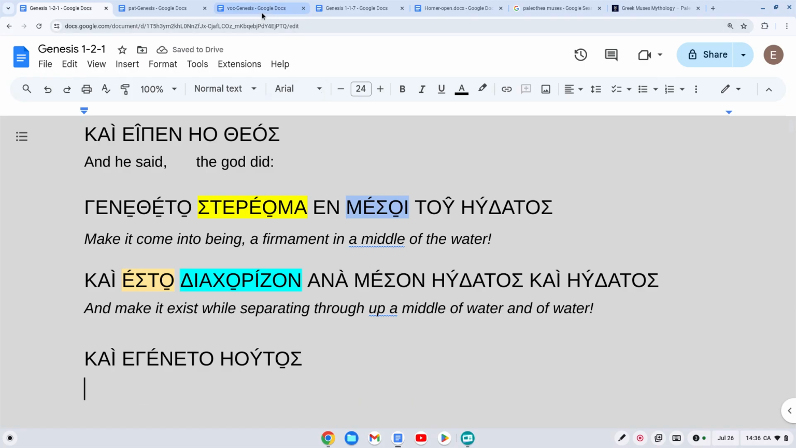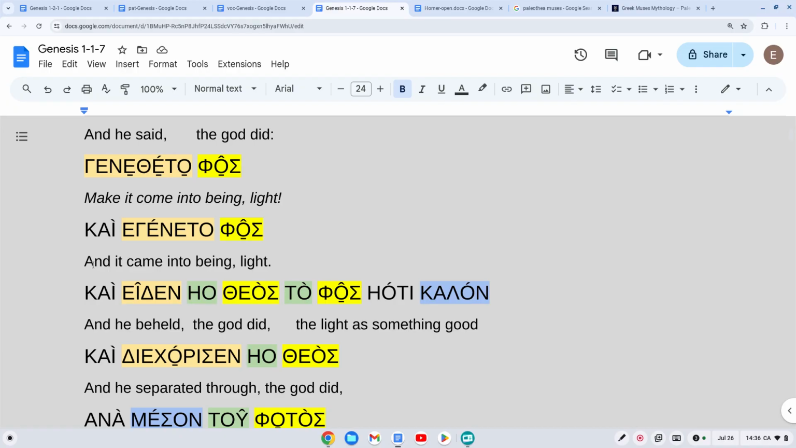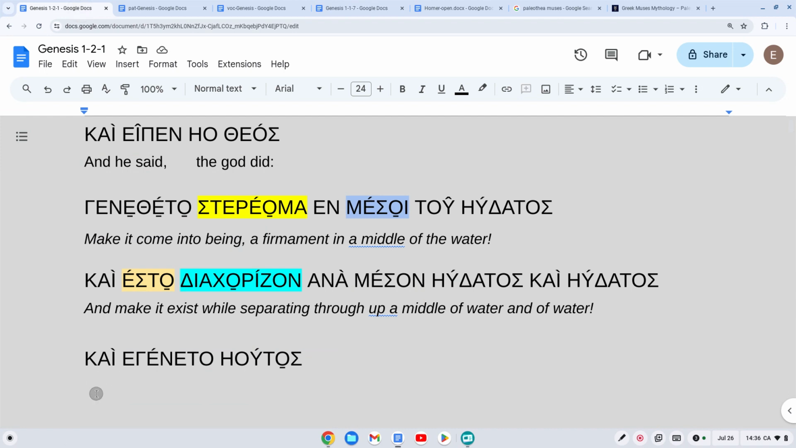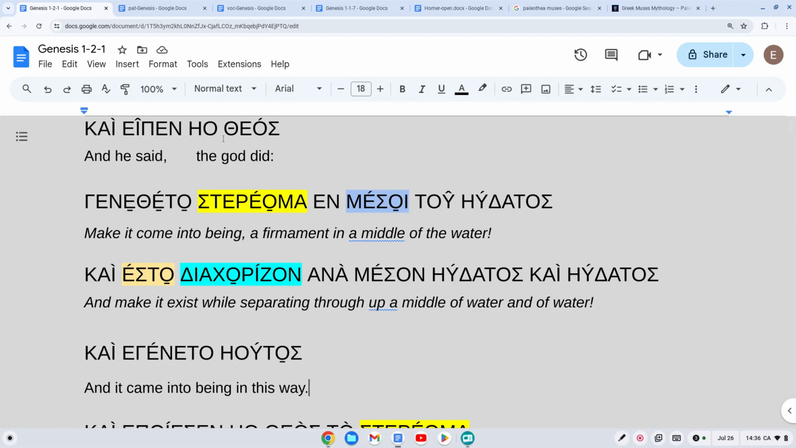Very similar to what we had before on the first day. And it came into being. Okay, came into being. Houtos means in this way. Okay, that's it for now. We'll continue in the next tutorial. We'll see you then, and hopefully we'll complete the second day in the next tutorial.